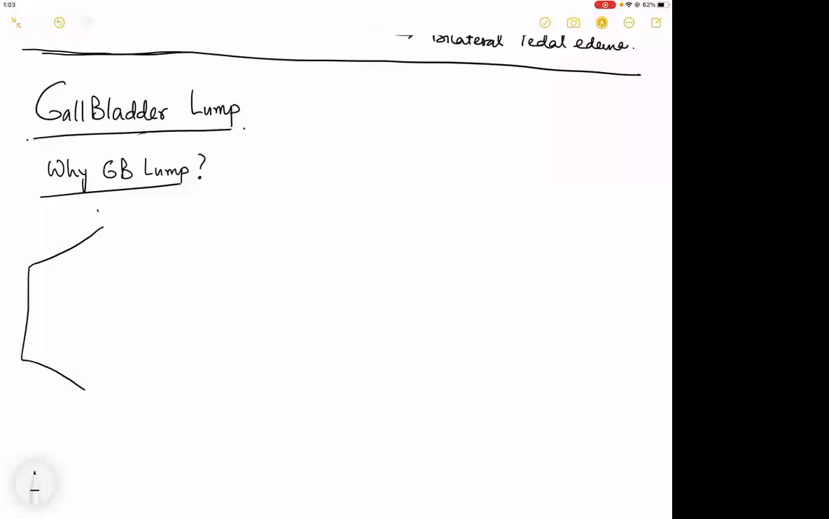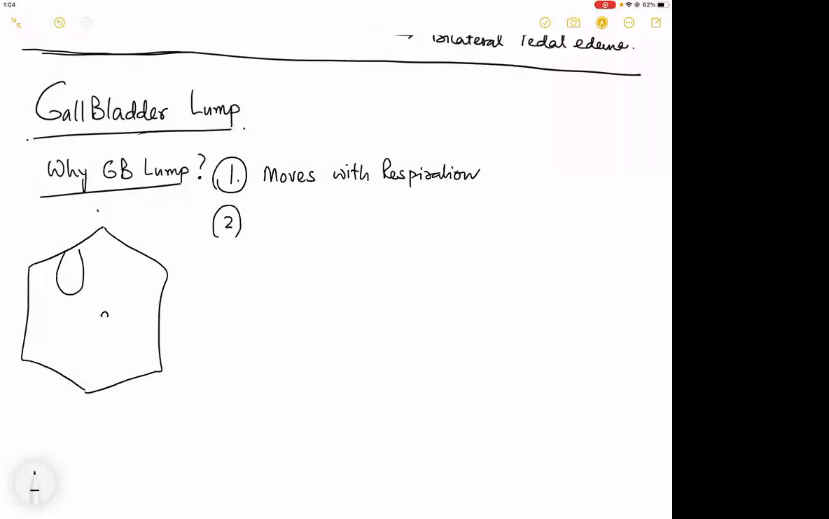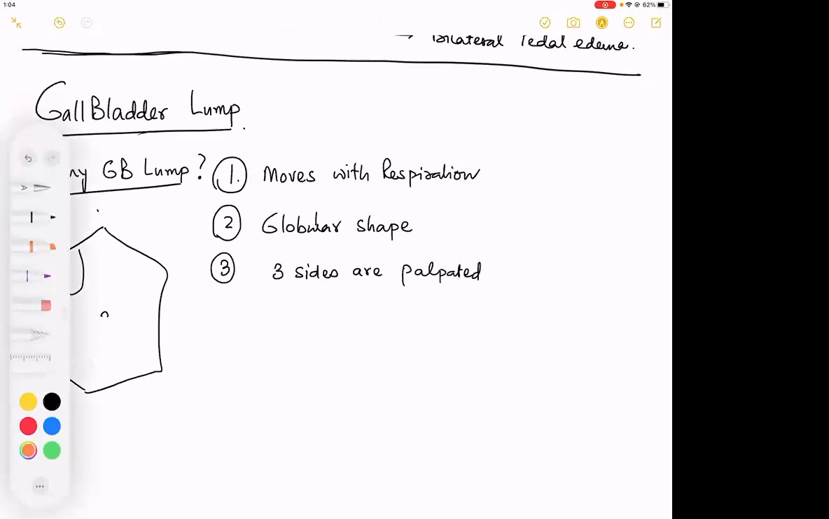Now, point number one: it moves with respiration. Point number two: globular in shape. Point number three: three sides are palpated. What do you mean by this term? Three sides are palpated. Please see the picture.